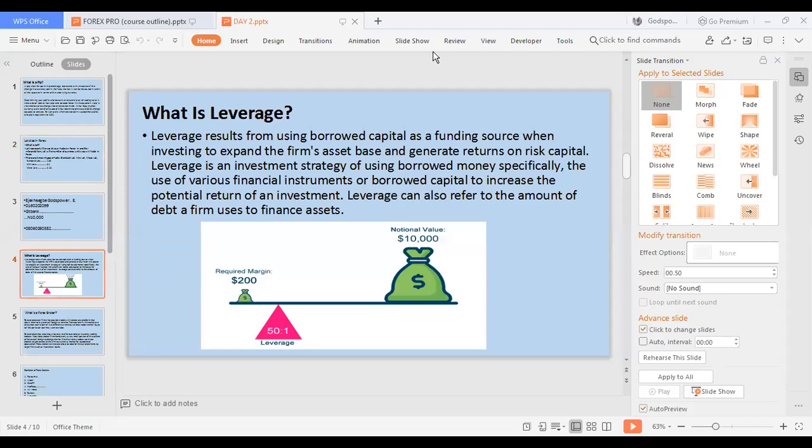Leverage results from using borrowed capital as a funding source when investing to expand the firm's asset base and generate returns on risk capital. Leverage is an investment strategy of using borrowed money, specifically the use of various financial instruments or borrowed capital to increase the potential return. All of what I'm saying is English language. Let me break it down. What exactly is leverage? Leverage is like this.